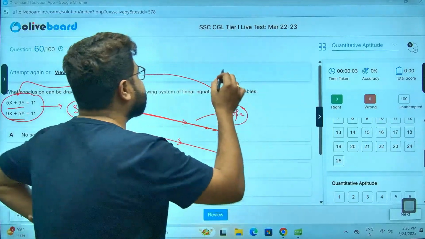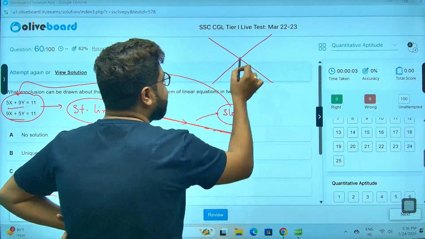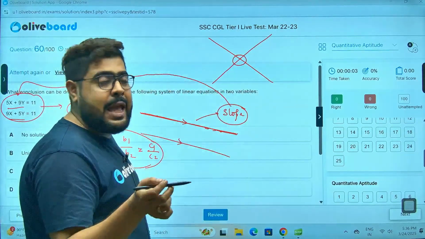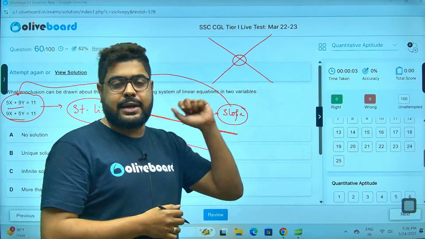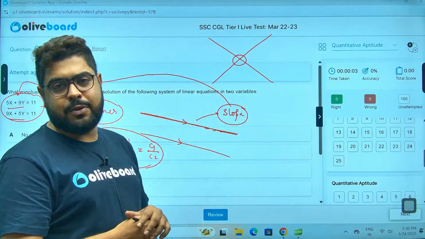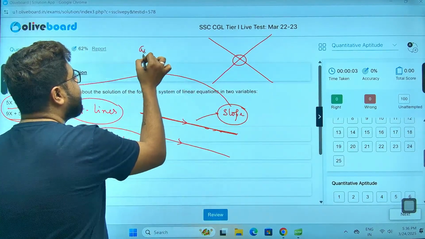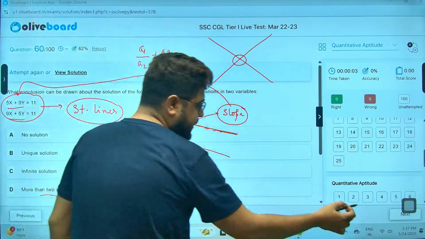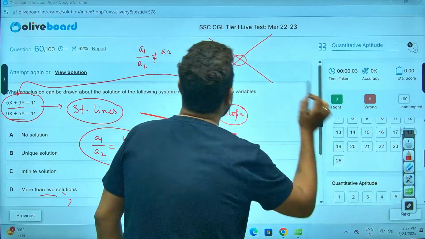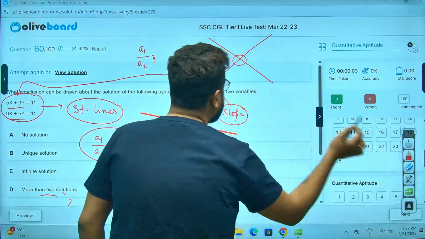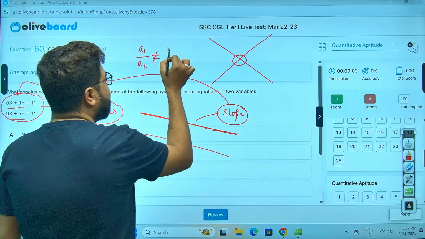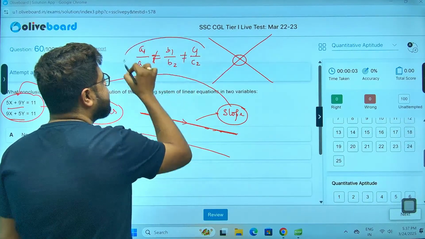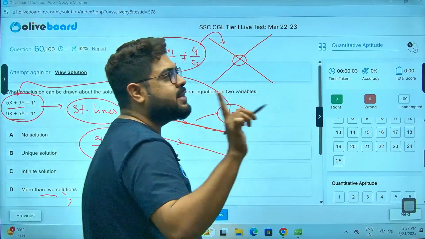And only in the situation when they intersect each other will they have only one solution. When they are neither parallel nor superimposing, that is only possible when the ratios are not equal to each other. A1 by A2 not equal to B1 by B2 not equal to C1 by C2. If nothing else happens, that will give you exactly one solution.